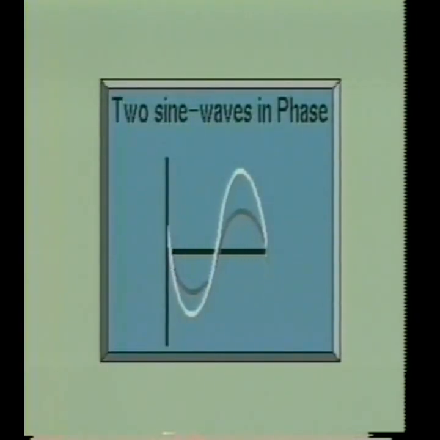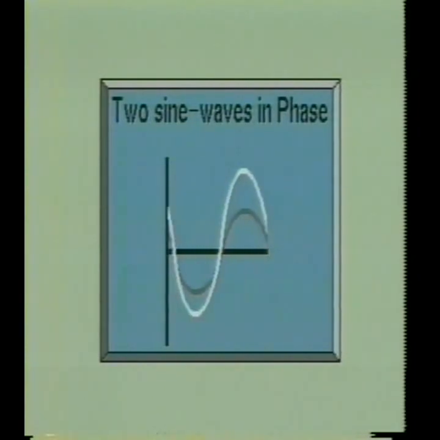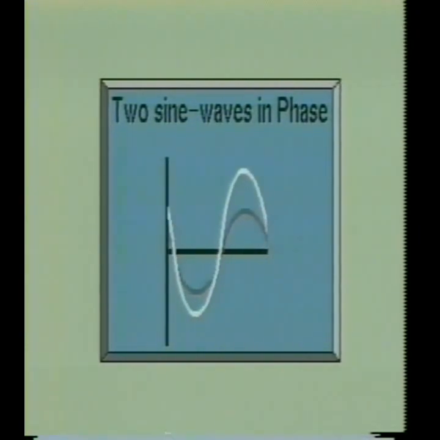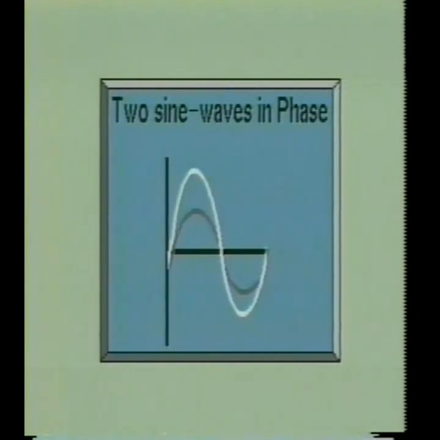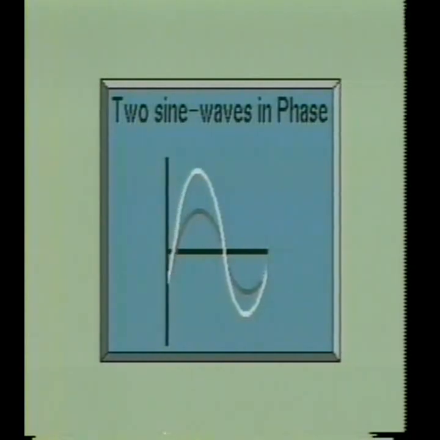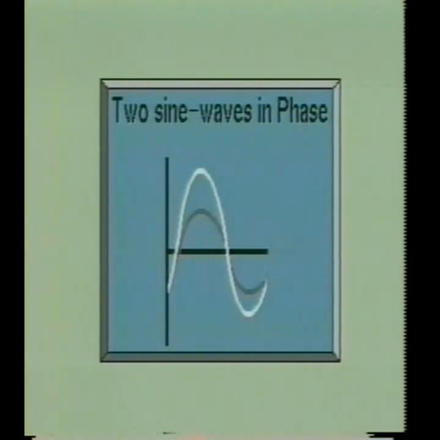As we saw earlier, when two or more sine waves, either current or voltages, or both, are in the same phase, they pass through corresponding values at the same time. In other words, they both pass through zero at the same time, and they both reach their peak values at the same time. This continues to happen during each cycle.